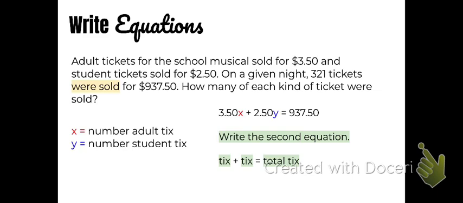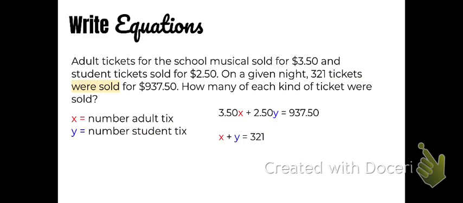Now we need to come up with another equation. Tickets plus tickets equals total tickets. So how many total tickets were sold? 321. How many adult tickets were sold? We don't know. Remember, that's our X. How many student tickets? We don't know. That's our Y. So this would be our second equation.